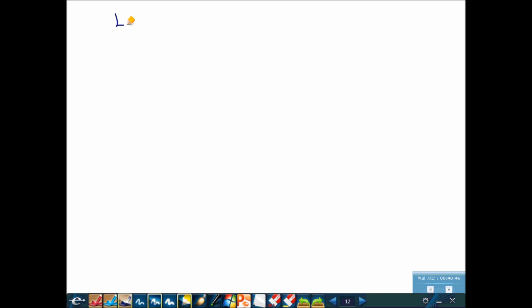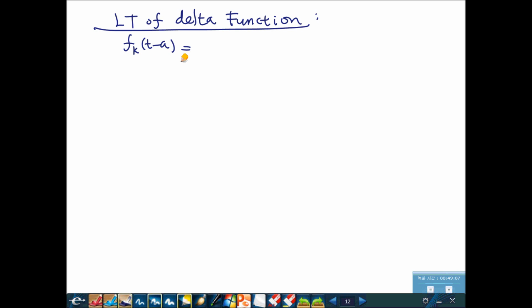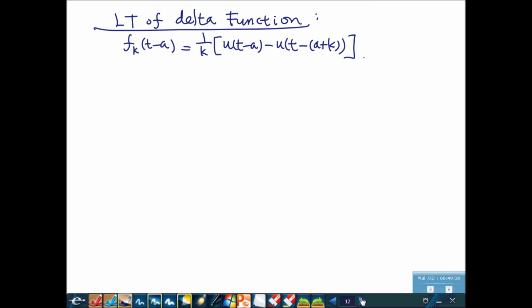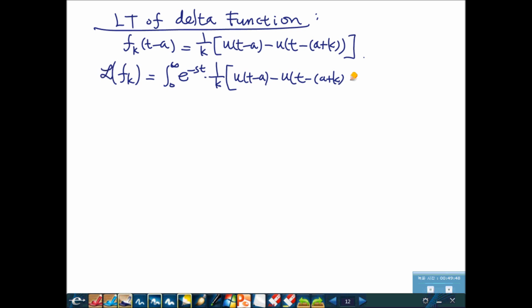So let's take the Laplace transform of the delta function. We start from f sub k, naturally, right? Because that's what we started with to define the impulse function, the delta function. So we start from this. That's u of t minus a, minus u of t minus a plus k, correct? Using the square function, yeah. There's nothing but the square function in this. Okay? So we take the Laplace transform of this f sub k. Then from 0 to infinity, e to the minus st, 1 over k times u of t minus a minus u of t minus a plus k, dt. Right? Just the definition.